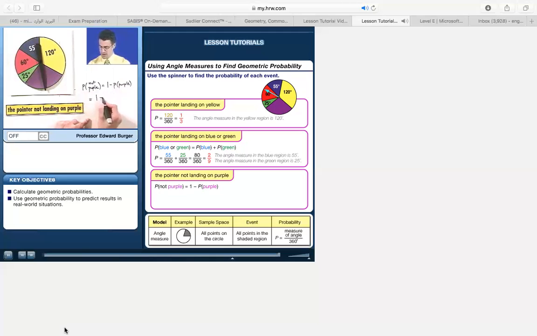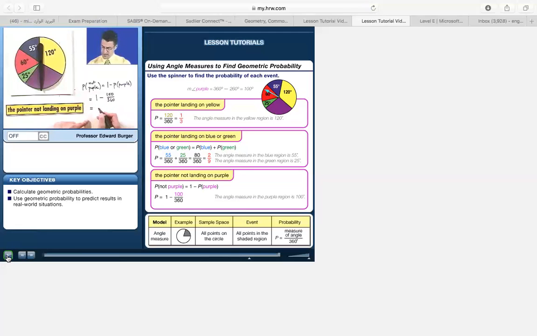So that would equal 1 minus, and what's the probability of being on purple? Well, we can figure out what that angle is. We know the entire thing is 360, and we can add up 120, 55, 60, 25, and we'd see 260, and we know the whole thing is 360, and so we see this angle is 100. So we see 100 over 360.